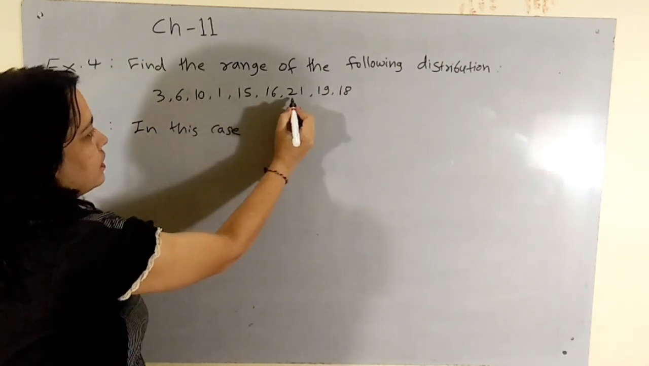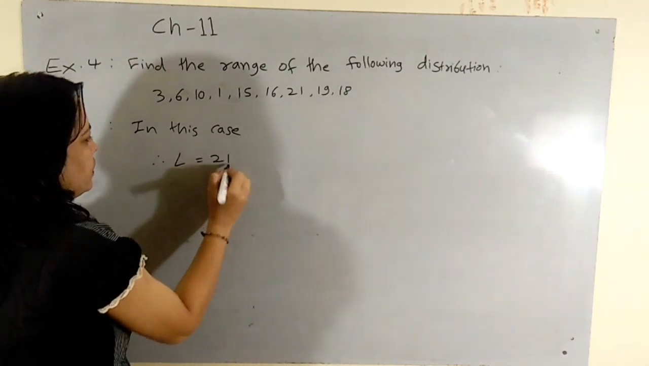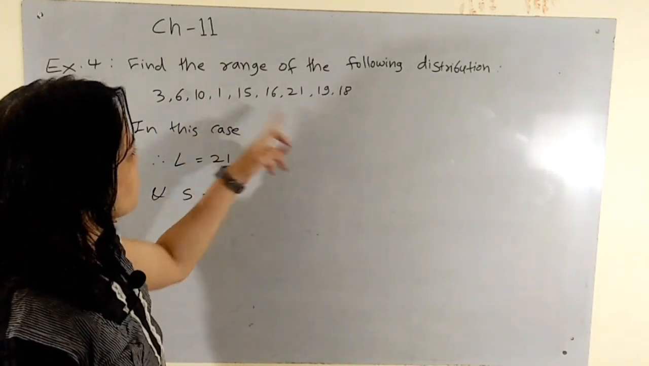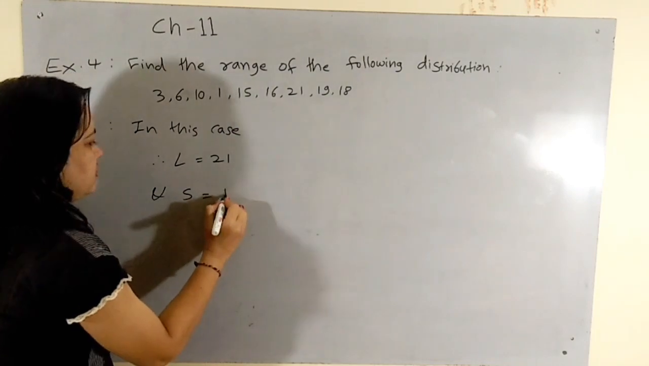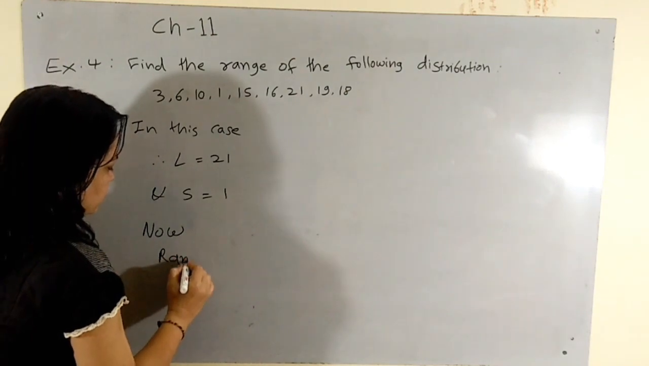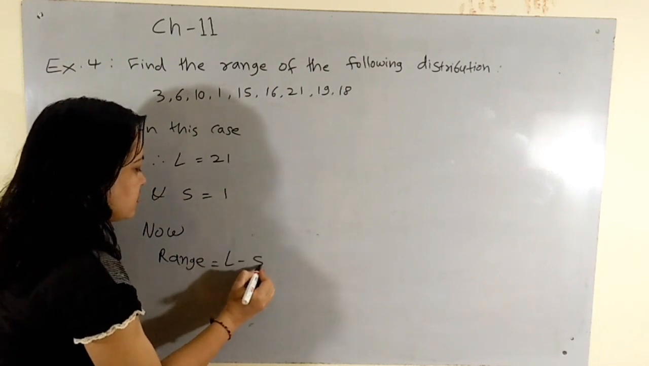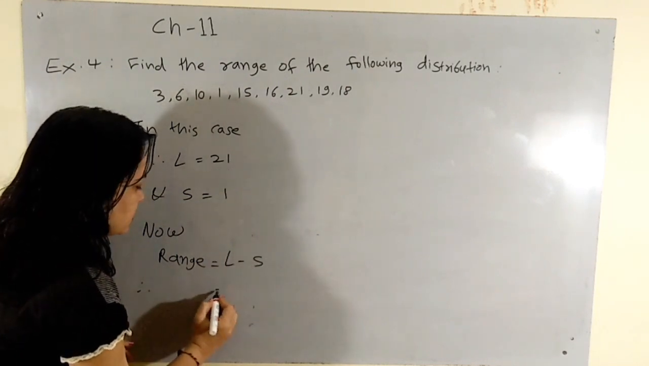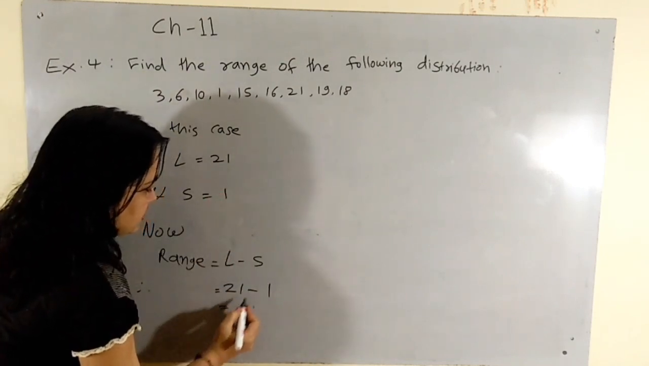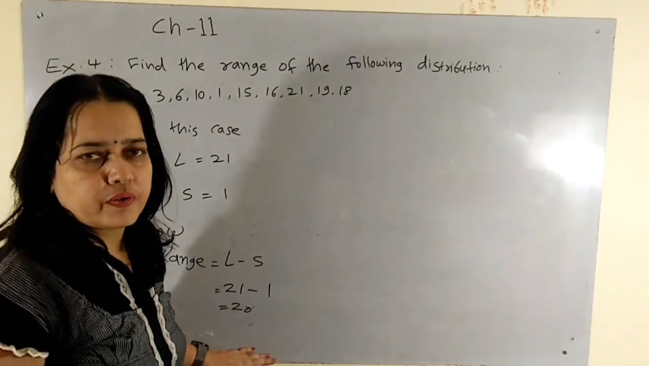So here in this case L, meaning the largest number, is equal to 21. Therefore L is equal to 21, and S means the smallest number. Smallest number is equal to 1. Now range is equal to L minus S. Therefore range is equal to L 21 minus S 1, which is equal to 20. Therefore we are getting here range is equal to 20.